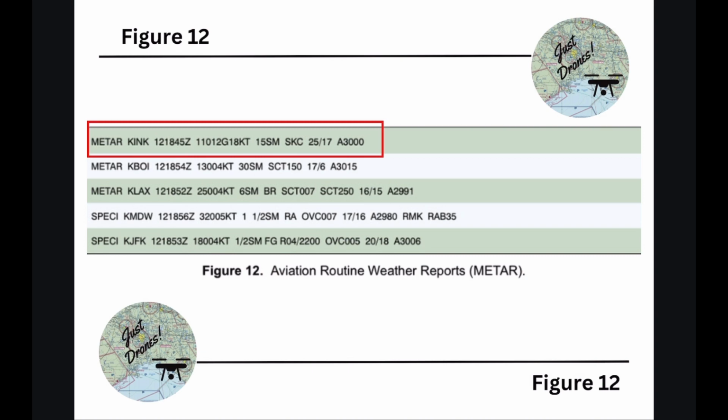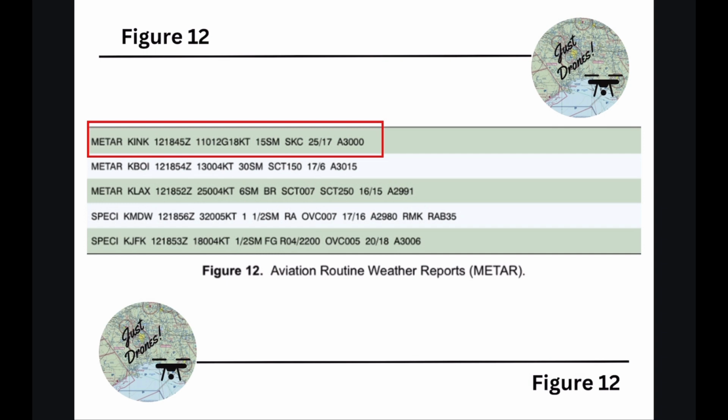The next one you have is 15 statute miles, which is visibility. Remember, under Part 107, if it's less than 3 statute miles, you're not flying. It's illegal. You have to have at least 3 statute miles. So the weather looks really good here. 15 statute miles, plenty of visibility. The next one is your cloud coverage. SKC just means clear skies, or skies clear.